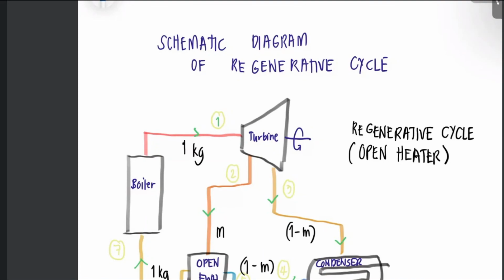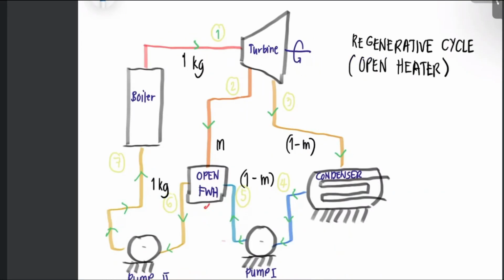Punta tayo dun sa closed feed water heater. So, the open feed water is not complicated, kasi ang open feed water heater natin is basically a mixing chamber where the steam extracted from the turbine mixes. Ayan, dito sa open feed water. So, it mixes with the feed water exiting the pump. So that is the first consideration in an open feed water heater. Yan, so makukompute natin yung mass of the bleed steam.